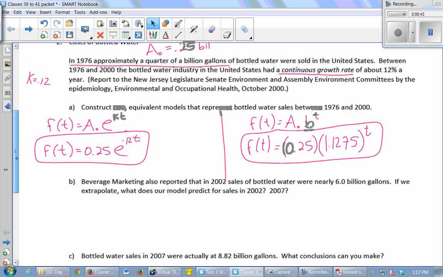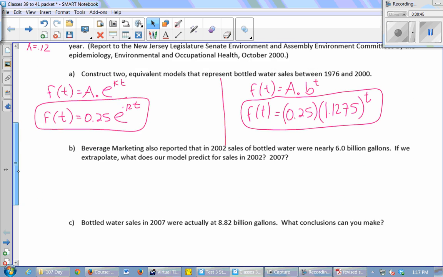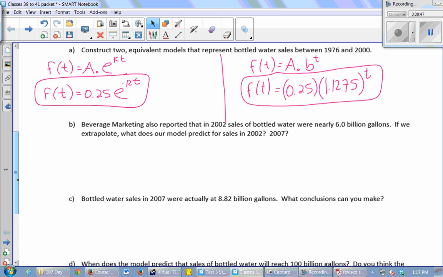All right, so the people who did this research reported that in 2002, sales of bottled water were nearly 6 billion gallons. So if we extrapolate, that is, use our model to make a prediction, what does our model predict for sales in 2002 and in 2007?